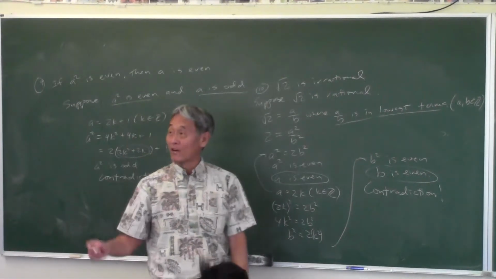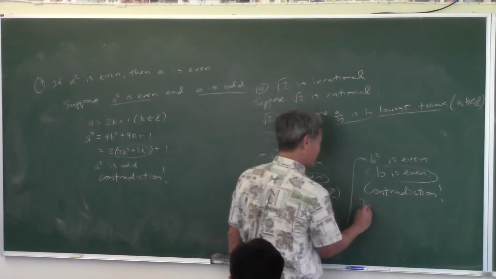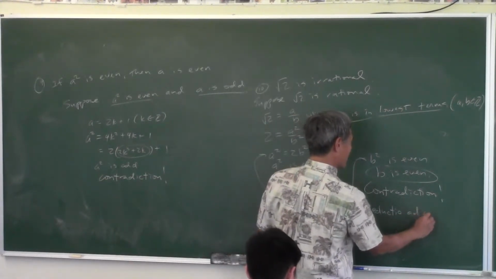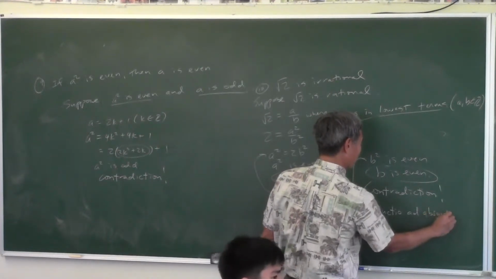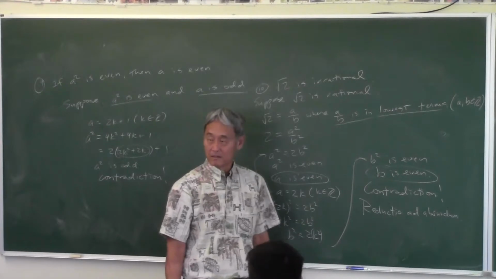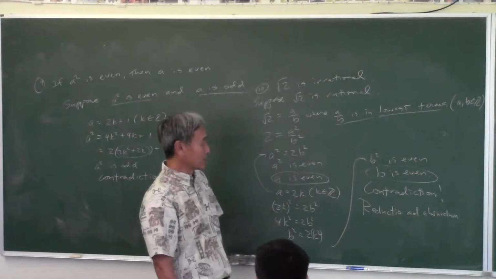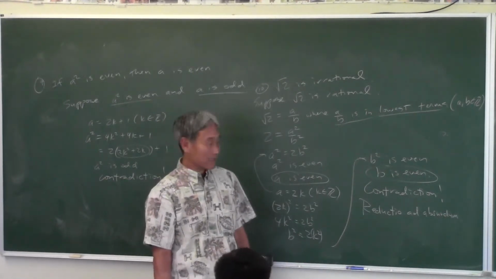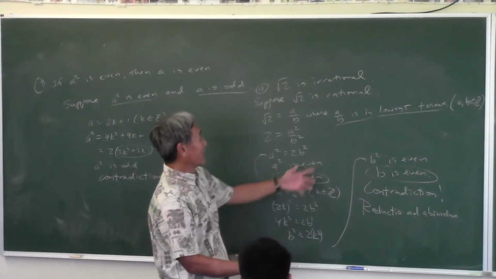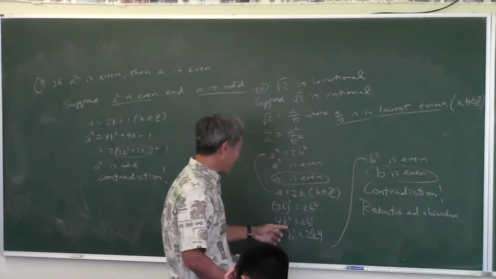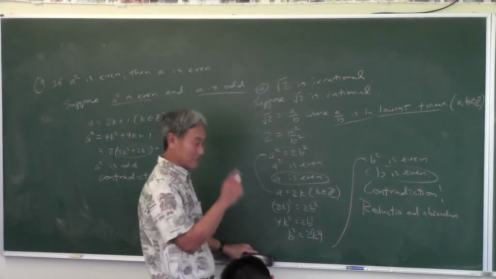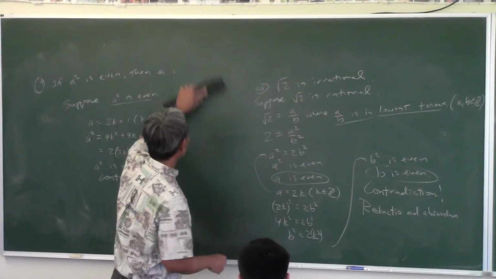Anyway, another name for indirect proof is called reductio ad absurdum. Who takes Latin in here? Reduction to absurdity. See, the absurdity is the contradiction. If a over b is in lowest terms, then how can both a be even and b be even? It cannot. That's the contradiction.